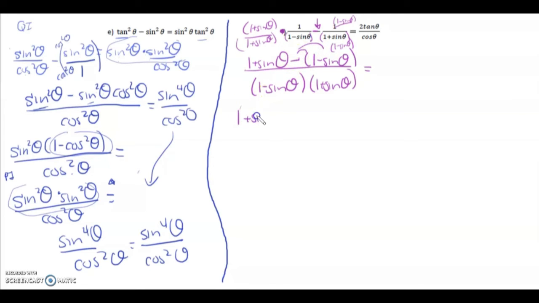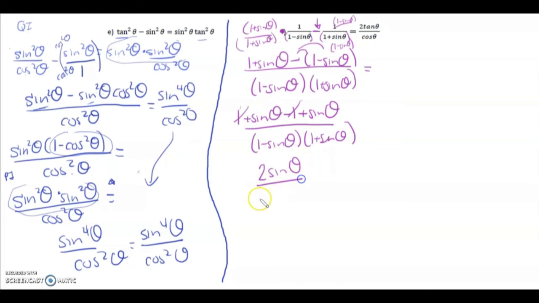Because here we have to distribute this negative sign into the bracket. So I get 1 plus sine theta minus 1 plus sine theta. Okay, if you notice, the ones cancel, and I'm just copying down the denominator. Those cancel and we get 2 sine theta over, and I'm going to leave this denominator right now because I'm thinking difference of squares, expand it. But I'm going to see what happens with the right-hand side.